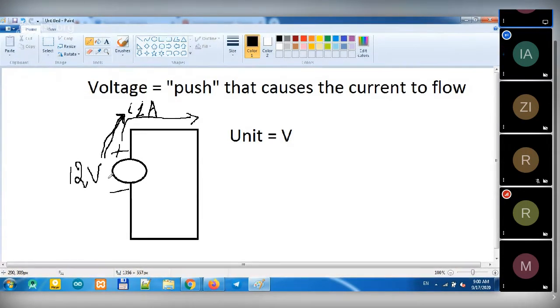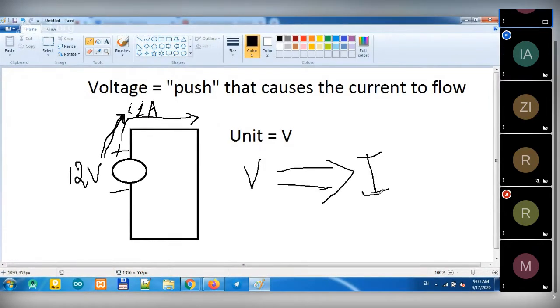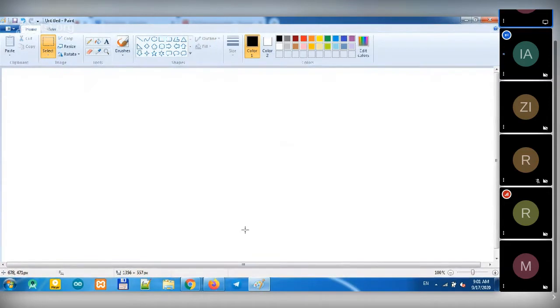Okay, what else? Let's draw voltage pushing current. That's the main thing you have to take from this. Voltage is pushing the current to move in some direction. Clear? Any questions? No questions. Let's move on to the next part of our class.